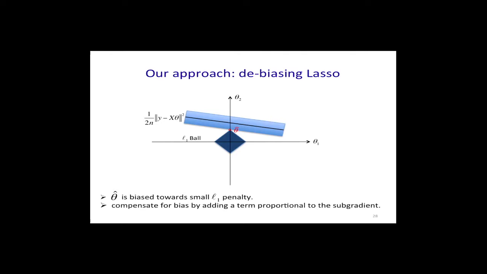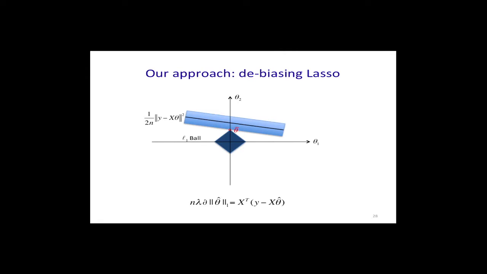Now theta hat is biased towards a small L1 penalty. So if you want to compensate for that, you should move in a direction that increases the L1 norm. And that's the subgradient. If you compute the subgradient by the KKT condition, this is the formula that you get. So what you do is that you take your estimator and move in this direction. This is just the general idea of how you want to remove the bias of the lasso estimator. Okay? So this is the modified estimator that I'm defining, and U here means unbiased. Of course, I have not shown yet that it's unbiased.